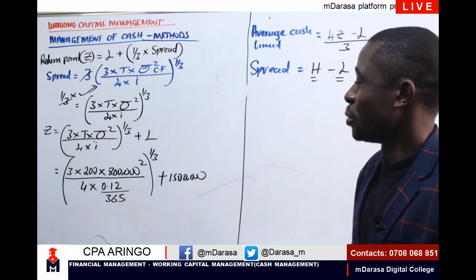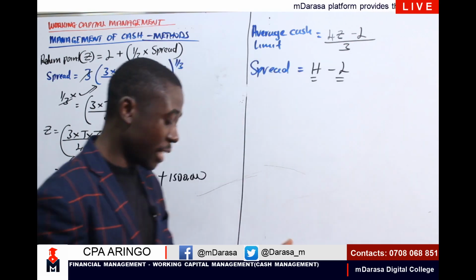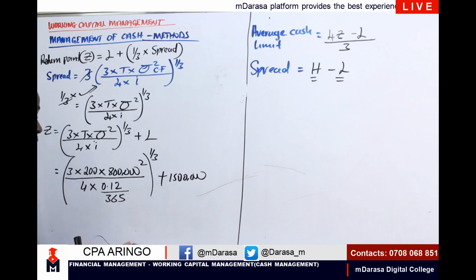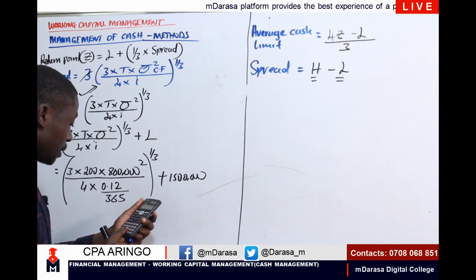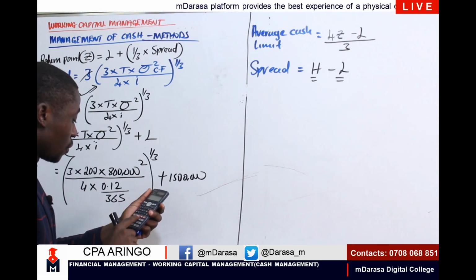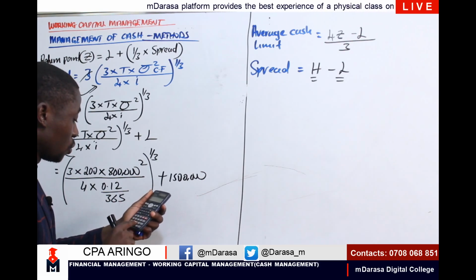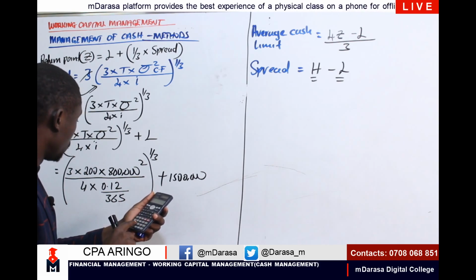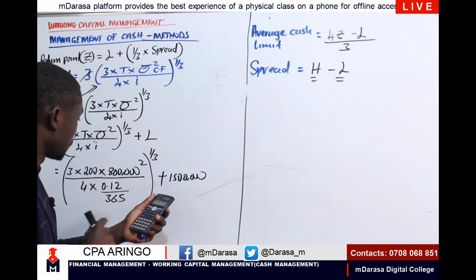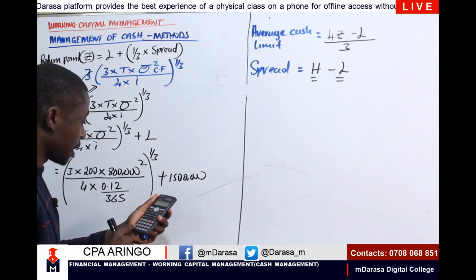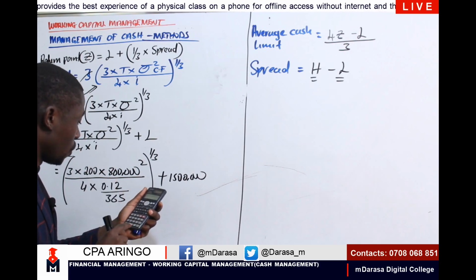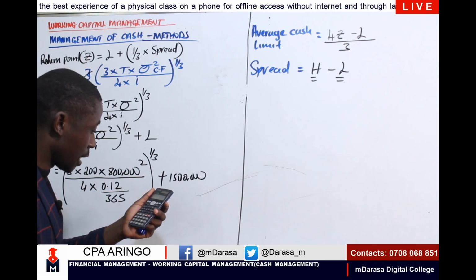So this is what you're going to do. We start with our numerator here. I'm going to have 3 times 200 times 800,000 squared, which will give me my figure there.